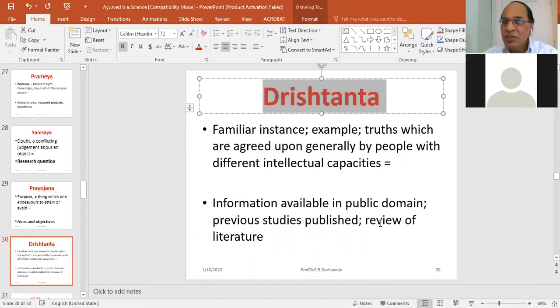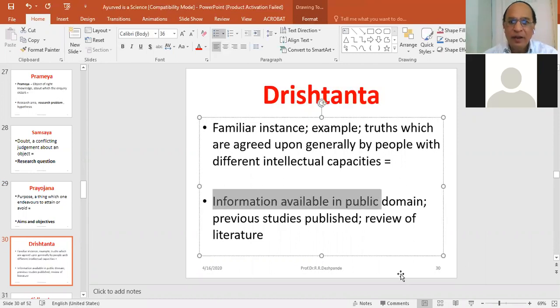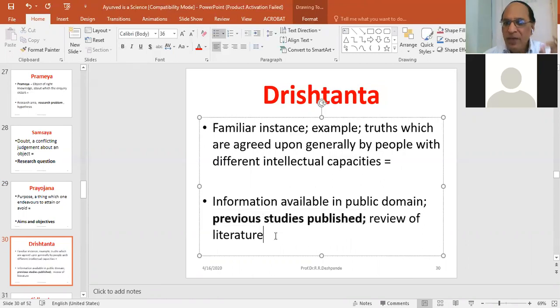Drishtant. Okay, so this is the information available in the public domain. Drishtant, familiar instances. Or here the most important is previous studies published. Write down previous published studies. The Ayurvedic Samhita word is Drishtant. Although it is in English, I am pronouncing Drishtant.